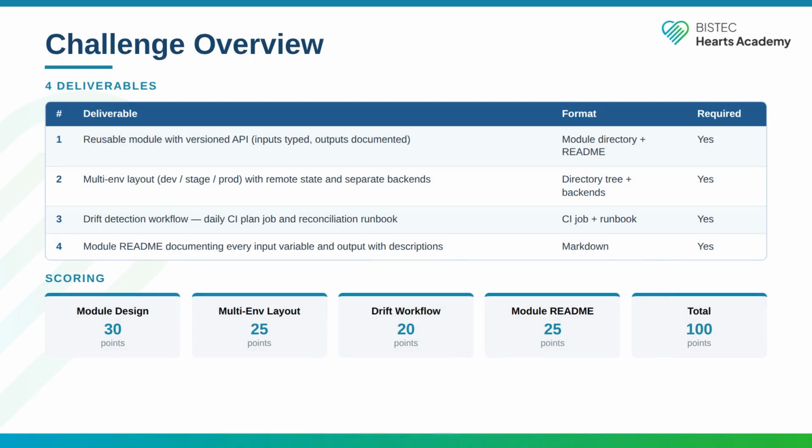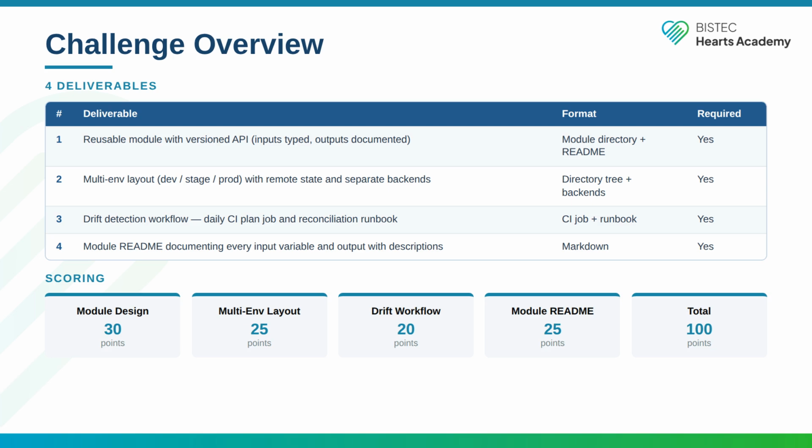Four deliverables, 25 points each. Deliverable 1, 25 points: three reusable modules, network, data store, and the Kubernetes platform, each with versioned inputs and outputs. for_each over a map of subnets. Provider and OpenTofu versions pinned in versions.tf. Validation blocks for at least two inputs. Outputs are consumer-driven, not implementation leaking.